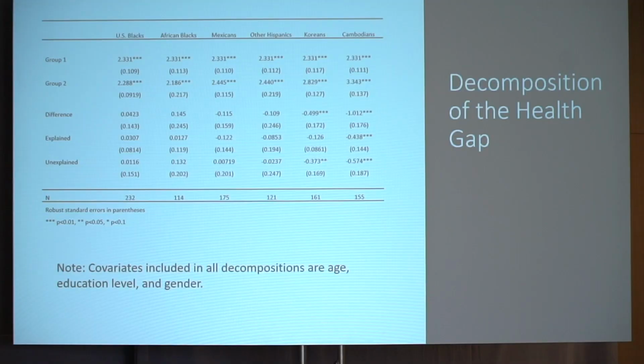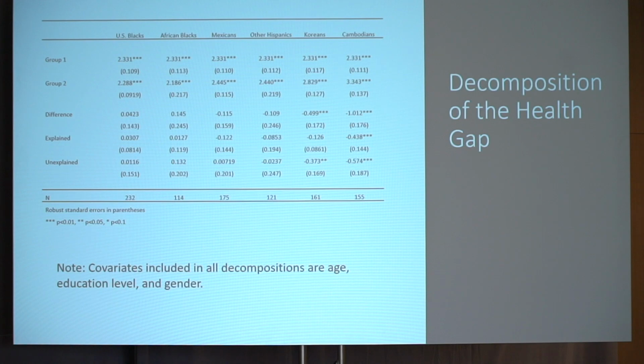And so for our final set of decompositions, we turn to looking at self-reported health. First, we're going to look at the across racial ethnic group comparison. Once again, the base group of comparison is white households or white survey respondents. What we find here is a statistically significant difference in self-reported health only for Koreans and Cambodians.